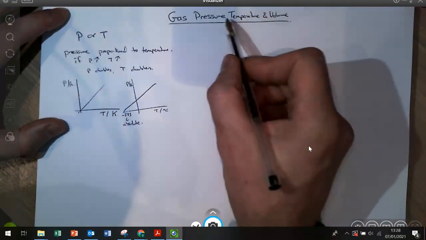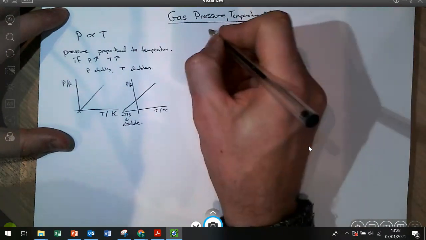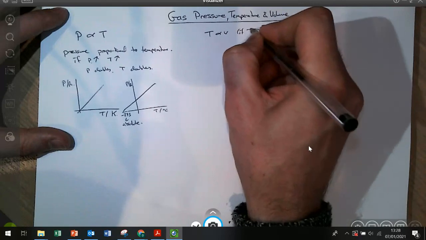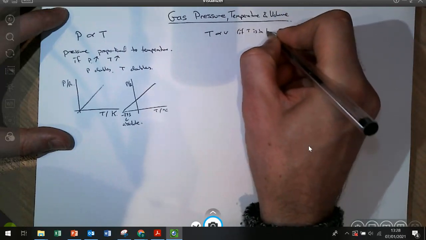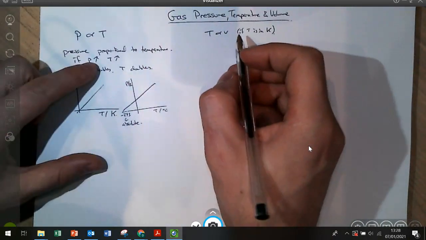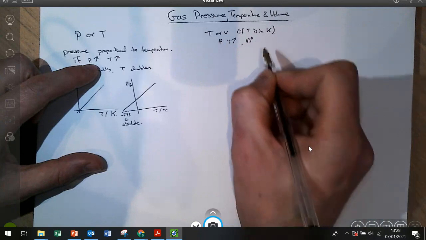Now, we can, of course, talk about temperature and volume as well. So it's the same thing. Temperature is proportional to volume, again, if temperature is in Kelvin. So we have the same form of relationship. If temperature increases, volume will increase.